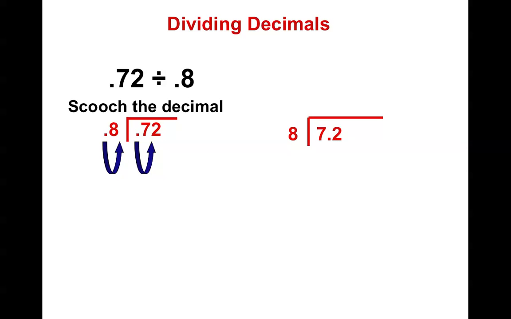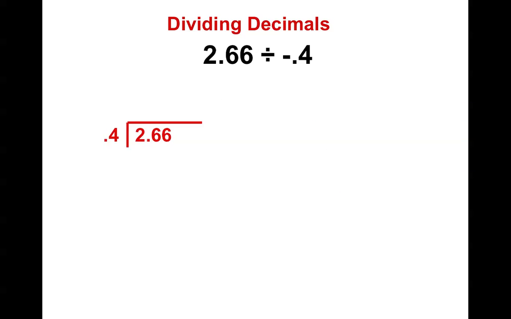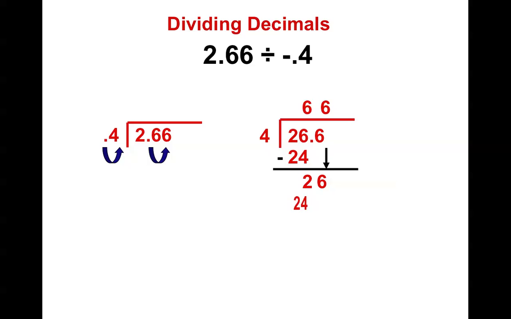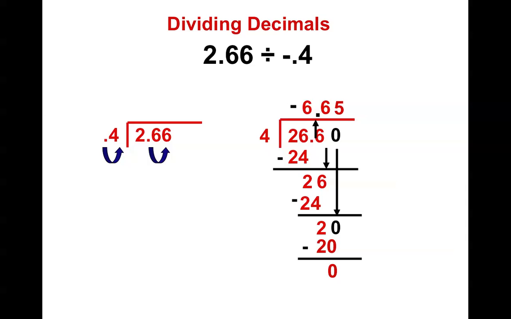So I end up getting 8 goes into 7 and 2/10. 8 goes into 72 9 times, times 72, and the decimal goes straight up. Scooch the decimal. 2 6. Perfect. I end up getting 2 as my remainder, but I can add another 0. Remember that? And the decimal goes straight up. Now, since we had positive divided by negative, don't forget the answer is negative.